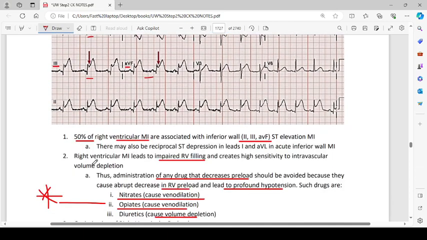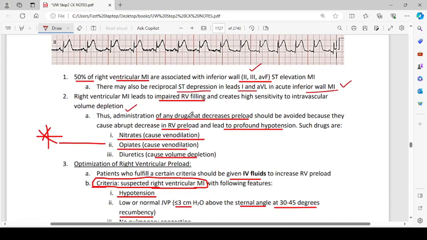Now 50% of the right ventricular MI are associated with the inferior wall, 2, 3 and AVF ST elevation myocardial infarction. There may also be reciprocal ST depression in lead 1 and AVL in acute inferior wall MI. Right ventricular MI leads to impaired right ventricular filling and creates high sensitivity to intravascular volume depletion. Thus, administration of any drug that decreases the preload should be avoided because they cause abrupt decrease in right ventricular preload and lead to profound hypotension.